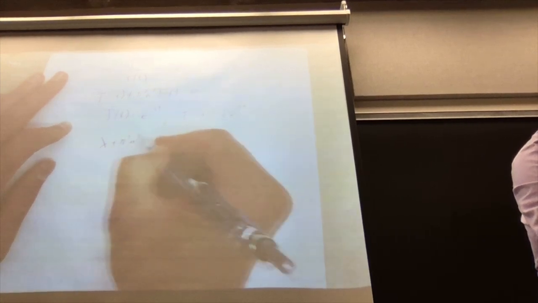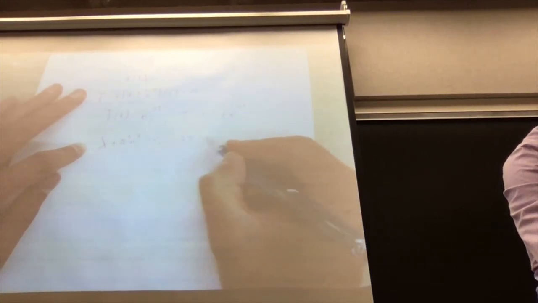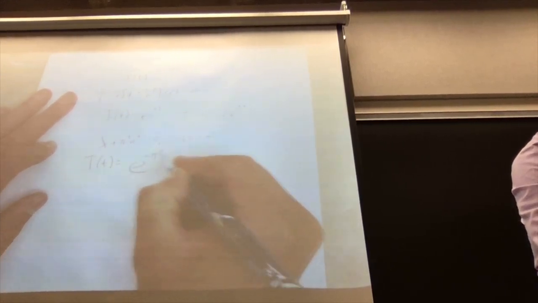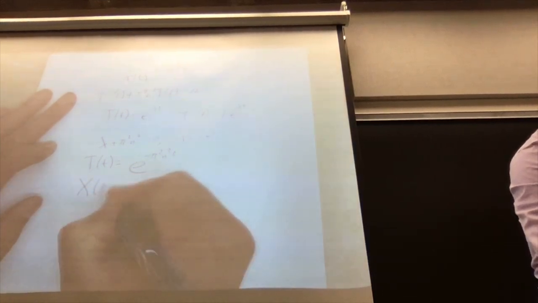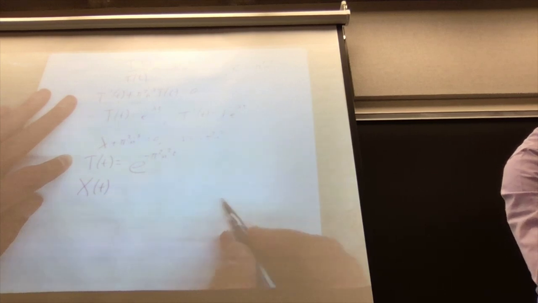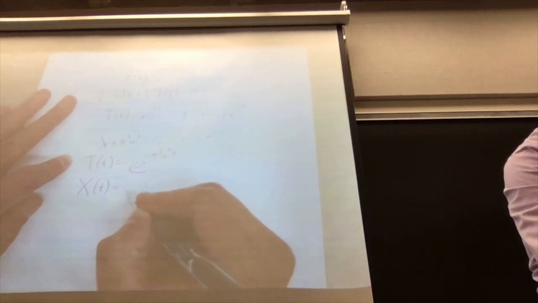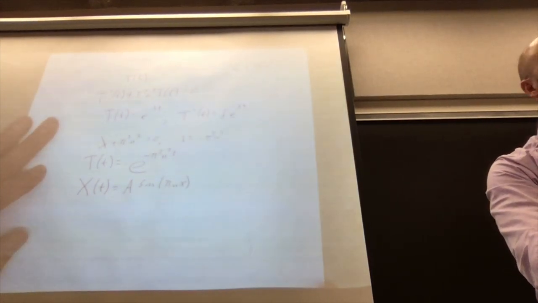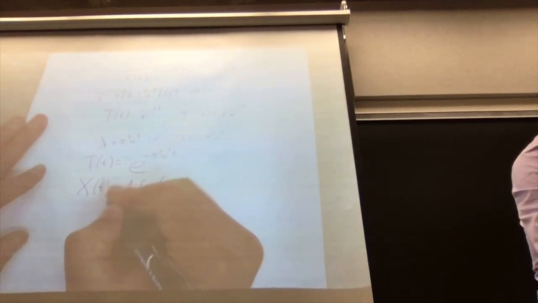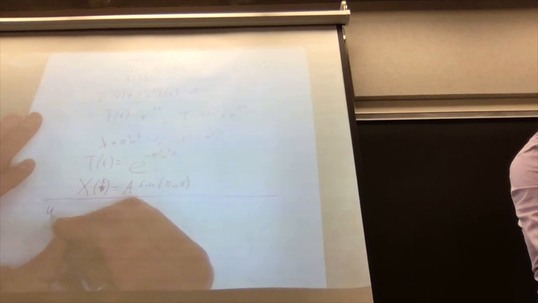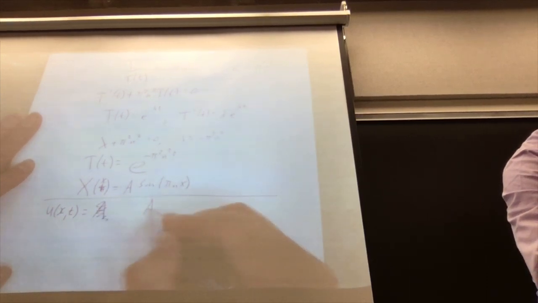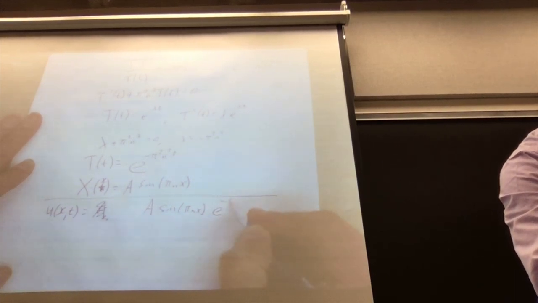And now we know the solution, because lambda plus pi squared n squared has to be 0, so lambda has to be negative pi squared n squared. So t of t has to be e to the minus pi squared n squared t. And let's just write down what x is. I mean, time's a constant, of course. Time's a constant, and x is some constant. Let me call it a again. And then we had sine of pi n x. Thank you very much. X of x. And that's it. We've solved the heat equation. U of x and t is some constant sine of pi n x e to the minus pi squared n squared t.